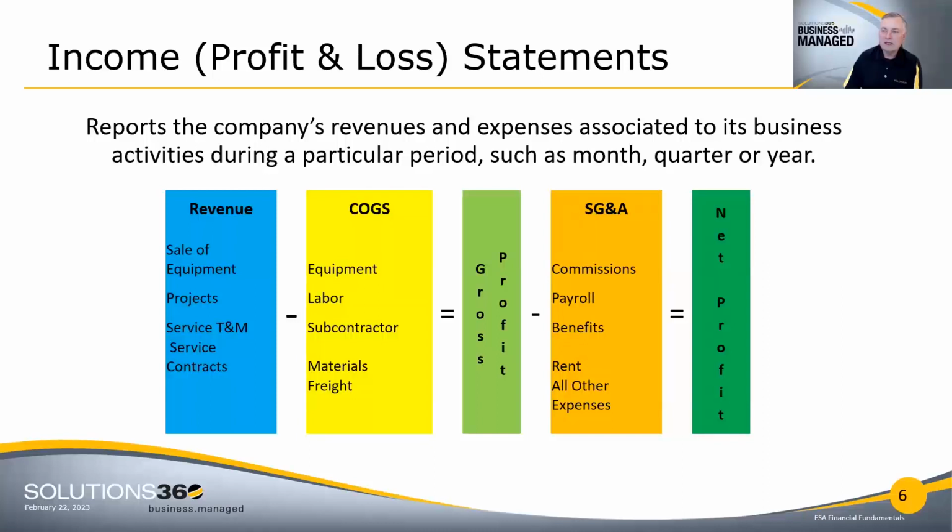But it's an intermediate step to your final net number, because after you've covered your project costs, you then have to pay for all the overhead of the organization: the commissions, the payroll, the benefits, the rent, the insurance, the marketing expense. The list goes on. And that's called SG&A, sales and general and administrative expenses. Once you subtract that overhead from your project costs, you're left with the net profit.